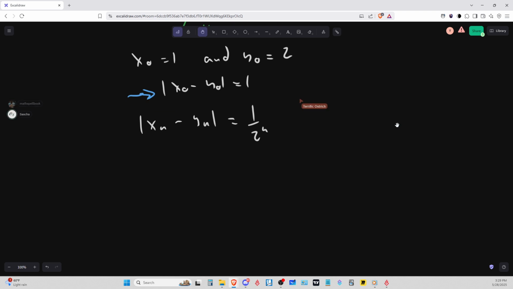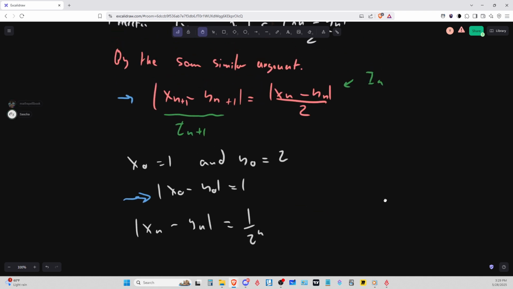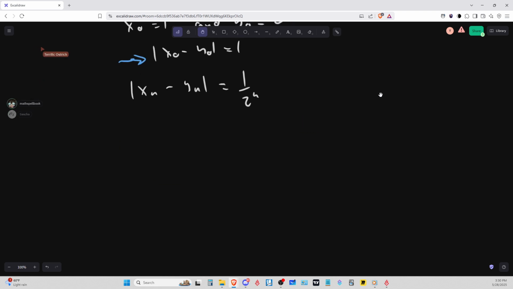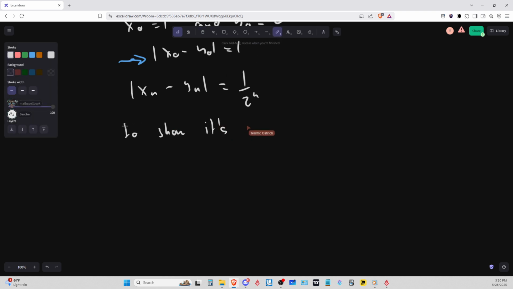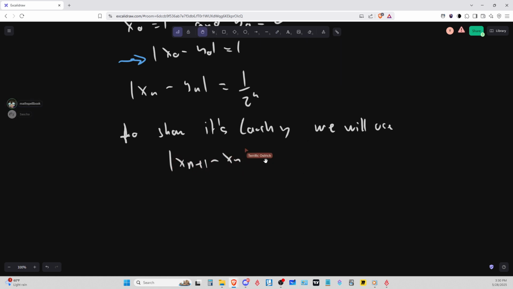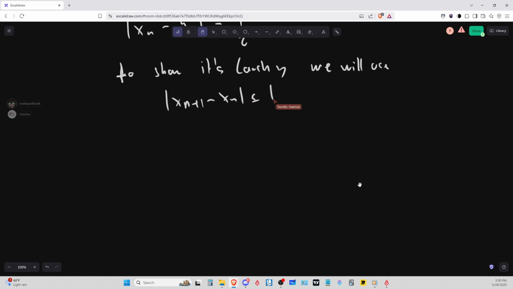Okay. And now we're ready to show it's Cauchy. Maybe I will just write down the ingredients that we need. To show it's Cauchy, we will use the fact that we have the following bound on x_{n+1}. We know this guy is less than or equal to (x_n minus y_n) over 2, right? And we're going to use this bound as well.